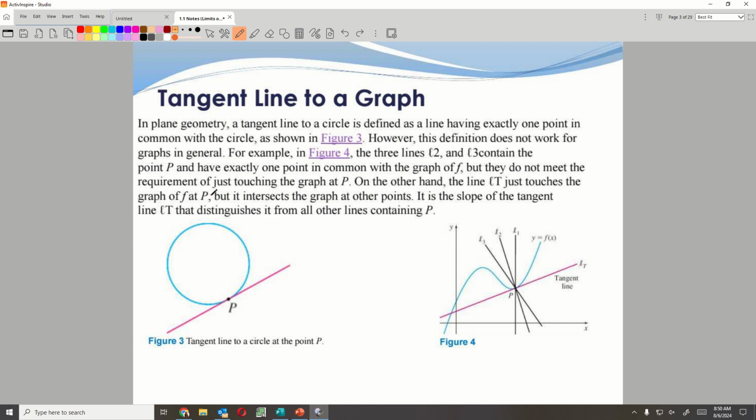Okay. So along with that, if you take a look at what we have here, we have a tangent line here, and then L1, L2, L3, okay? Figure 4, 3 lines, L2, L3, wait, where'd L1 go? Okay, exactly 1 point in common in a circle, shown here, where the definition does not work. So the 3 lines, L2, L3, contain the point P, right here, with exactly 1 point in common with the graph, but they do not meet the requirement of touching the graph at point P. On the other hand, the line L of T, okay, there it is.